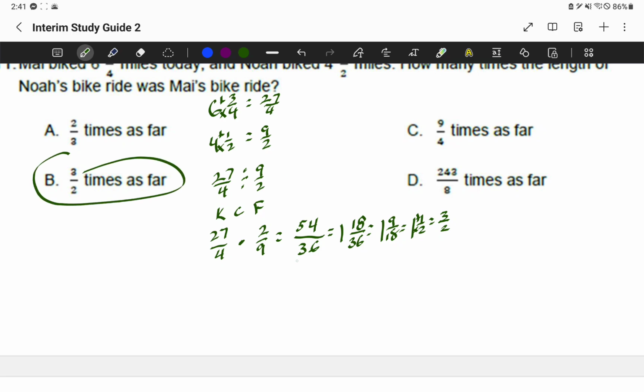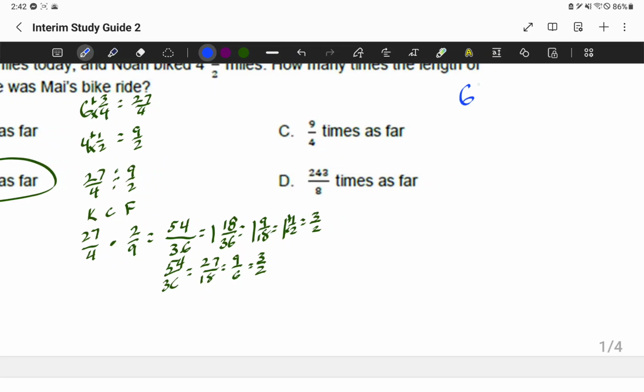Now, we could have also gone from here, since we knew it was going to be improper, and said, well, 2 goes into here, 27 over 18, divided by 3, 9 over 6, 3 goes into both of those, 3 over 2. And, you know, you could have divided by other numbers to figure it out. Your choice.